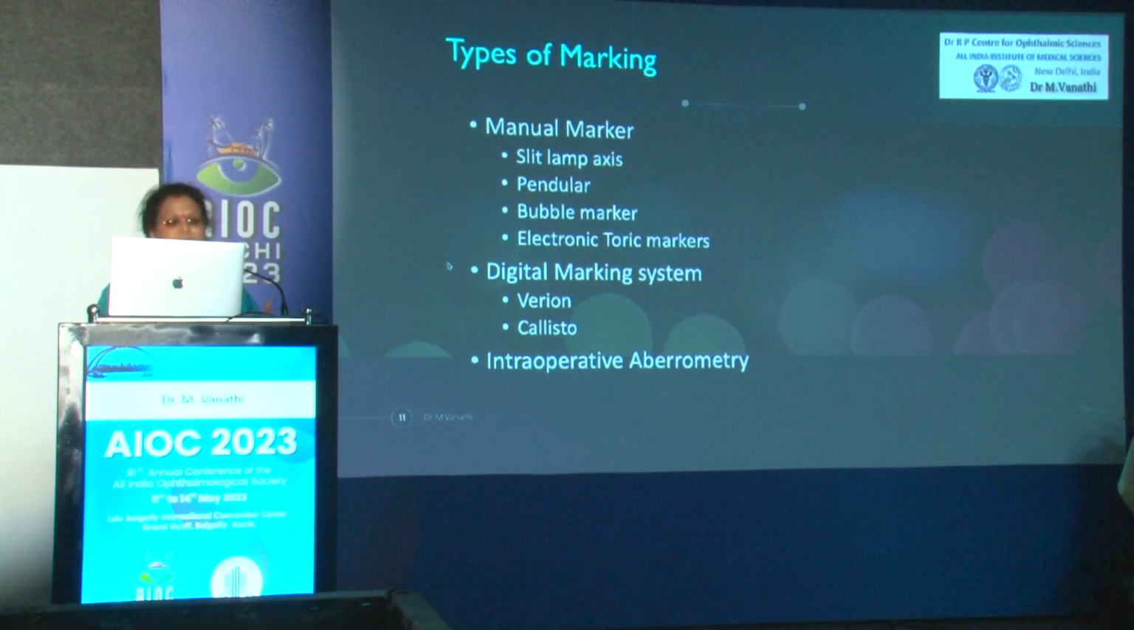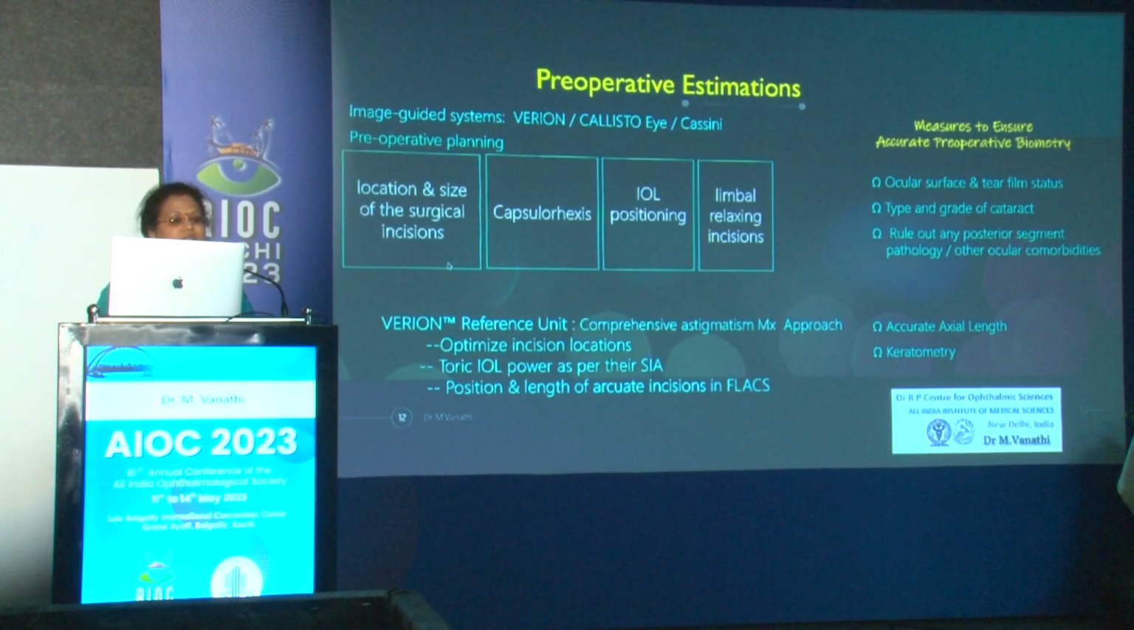And you have the more expensive digital marking systems, the Varion, Callisto. But what's on top of the line is the intraoperative aberrometry here, and that really helps you to refine and cut down your quantum of astigmatism. But you do need to have a larger inventory of your lenses when you're using intraoperative aberrometry.